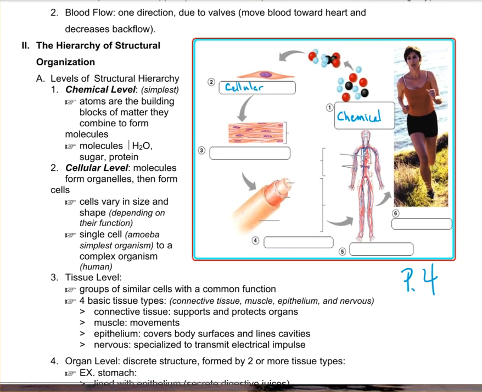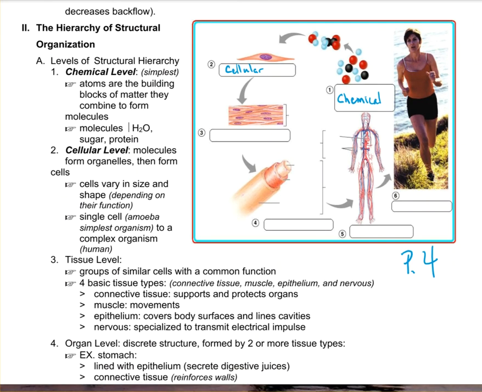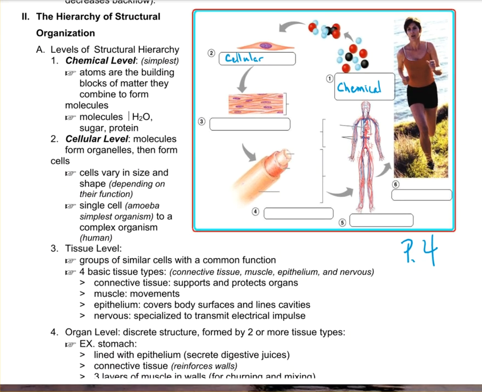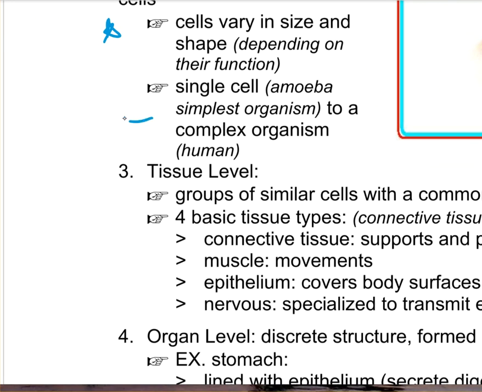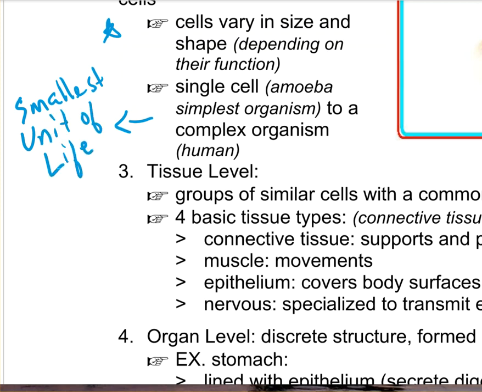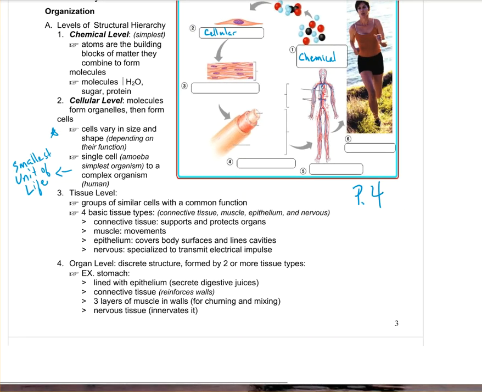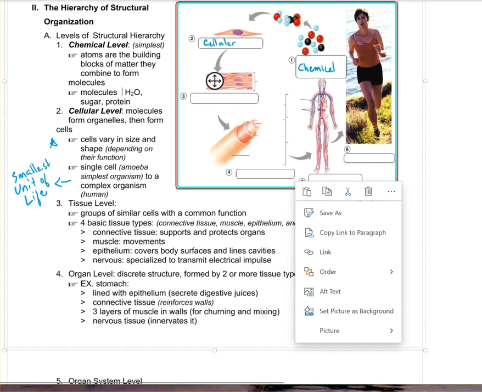And as you can see here, the cells can vary in size and shape depending on their function. Remember, anatomy determines physiology. And a single cell can be a simple organism. So this single cell is the smallest unit of life. For example, an amoeba or a single-celled bacteria, something like that.